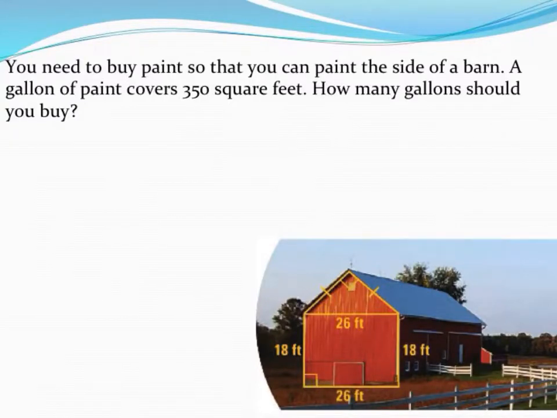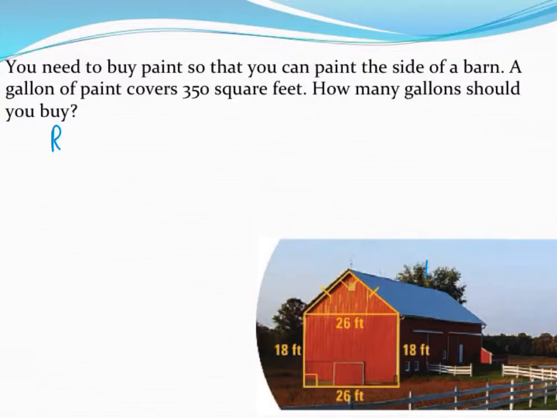We need to paint the side of our barn because, look, the paint's peeling and someone's written all these numbers all over it. So we need to find the area of this to figure out how much paint we're going to need to repaint this. So once again, we're dealing with a figure that we don't have a formula for, but I can split this figure up into two shapes I do know how to find the areas of.